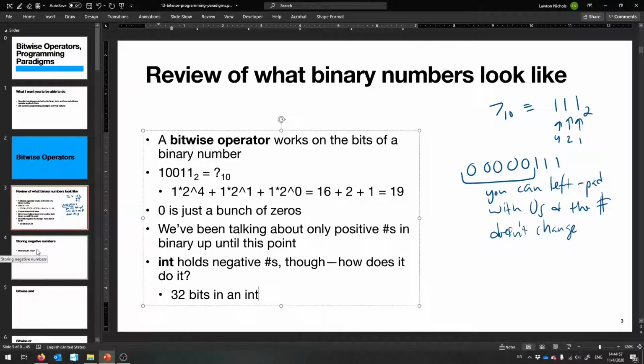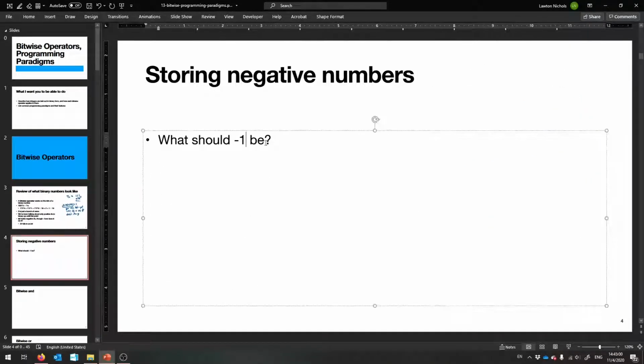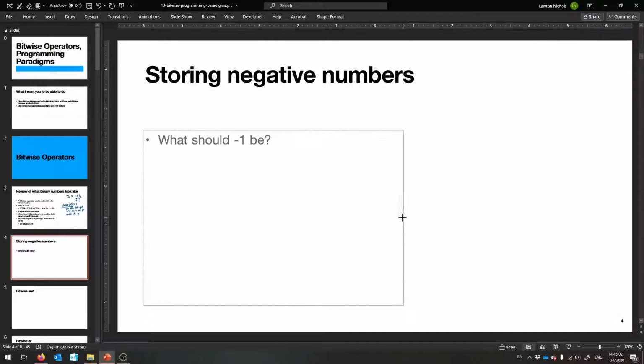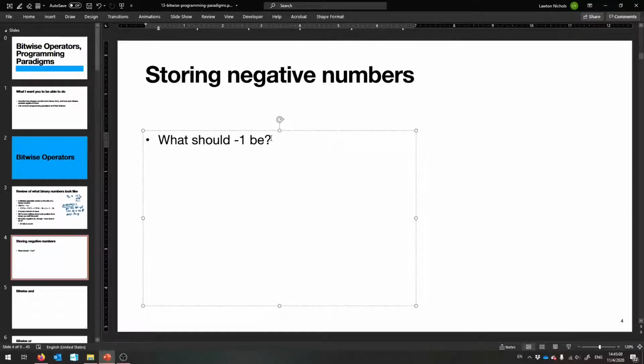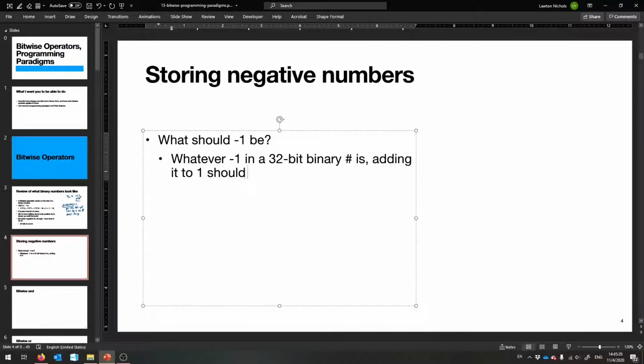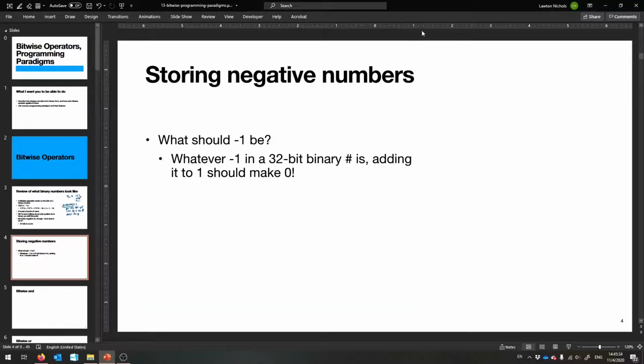So let's talk now about storing negative numbers. What in the world should -1 be? I know a good way of figuring out what it should be. I think if you think long enough, you'll come up with the same idea. It should be whatever -1 in binary in 32 bits is: adding it to 1 should make 0. You see that? That's how we can figure out what -1 should be, and then we'll try and find a pattern.